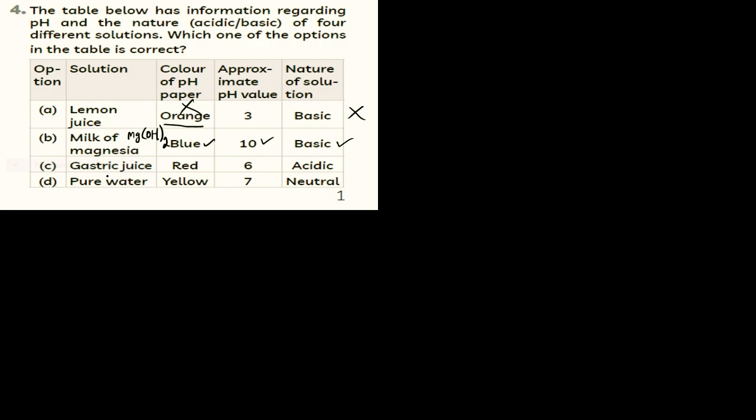Yes, we got one. Gastric juice is the acid found in our stomach. Mostly it is HCl, a concentrated mineral acid. Its pH cannot be 6. Its pH is much less than 6, maybe 2 to 3. It changed litmus paper to red. So this part is correct, this part is incorrect. It's acidic, this is also correct, but we cannot consider it because of the incorrect information given in this column. Pure water is neutral, so no reaction with litmus paper, so it's also incorrect. We got one, that is B. This is your correct answer.